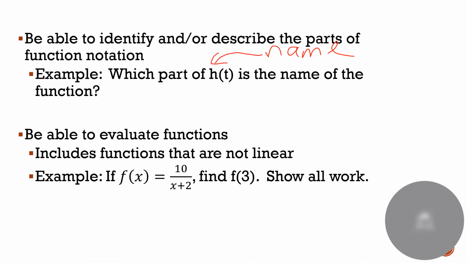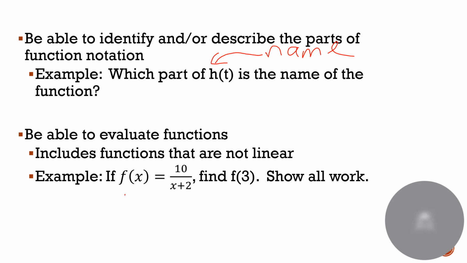So, for example, if f of x is equal to 10 over x plus 2, find f of 3, show all work. So this is a rational function. We have not studied rational functions. That's actually Unit 7. However, you don't need to know what kind of function this is, because what you need to know to answer this question is function notation and order of operations.